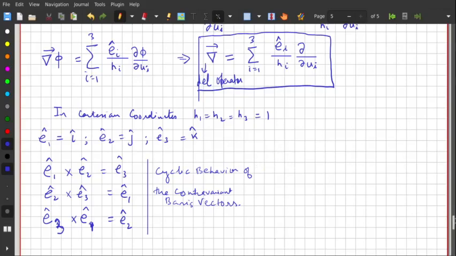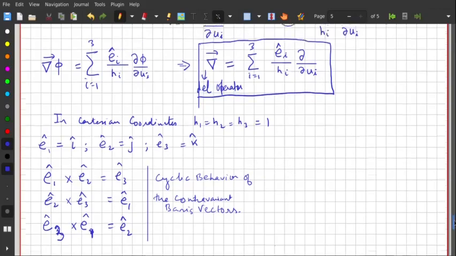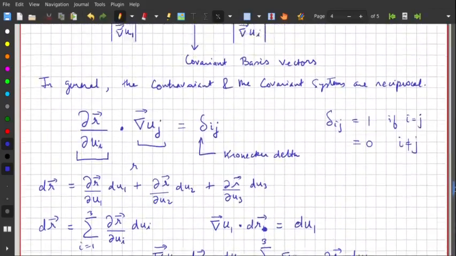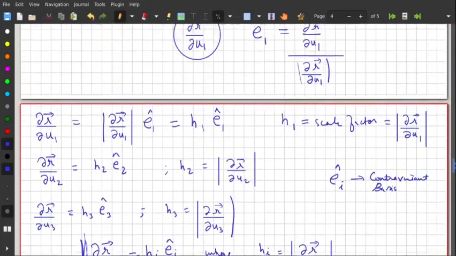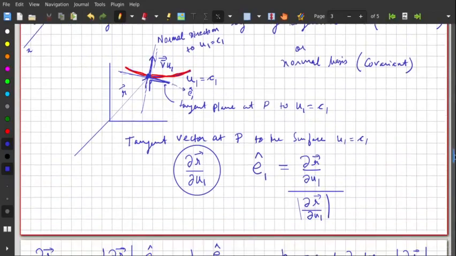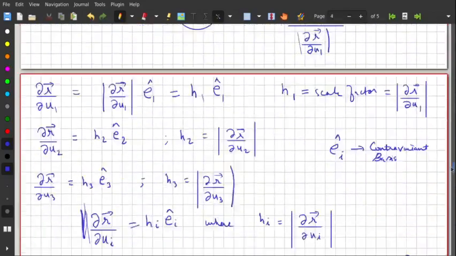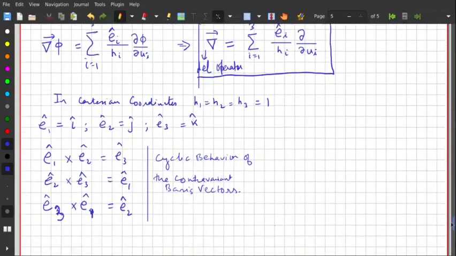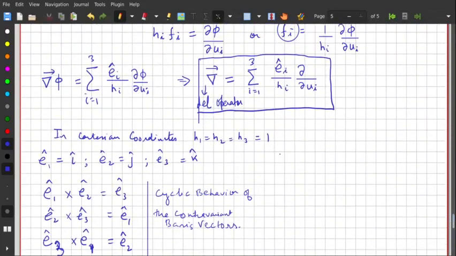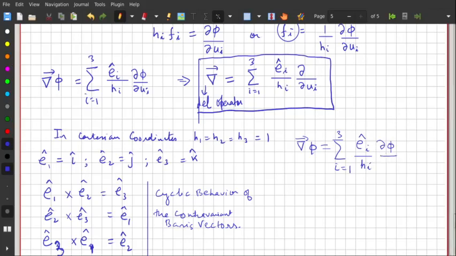Let's say we are developing the idea from a generic coordinate system perspective, where we started with basis vectors in an arbitrary curvilinear coordinate system in 3 dimensions. So remember where we had this expression where we had grad phi, this could be represented as a sum over i equals 1 to 3 of e_i hat by the scale factor h_i, partial phi partial u_i.